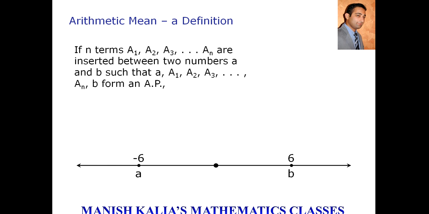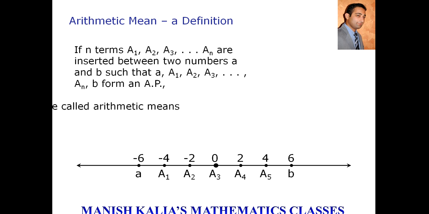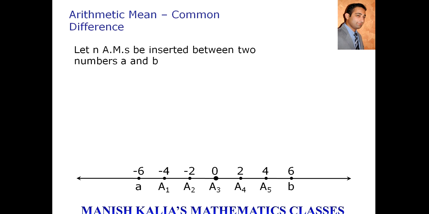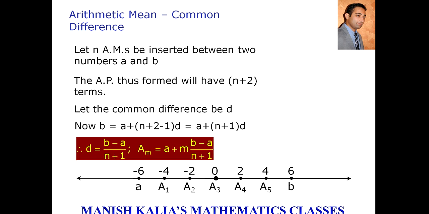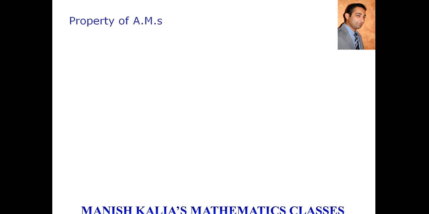Now if we have to insert n arithmetic means between two numbers a and b, those numbers will certainly form an AP. To find them, we proceed this way: the AP so formed has n plus 2 terms. So we equate the last term b equal to a plus n plus 1 into d. So d is equal to b minus a upon n plus 1, and we can find all the arithmetic means using this formula.